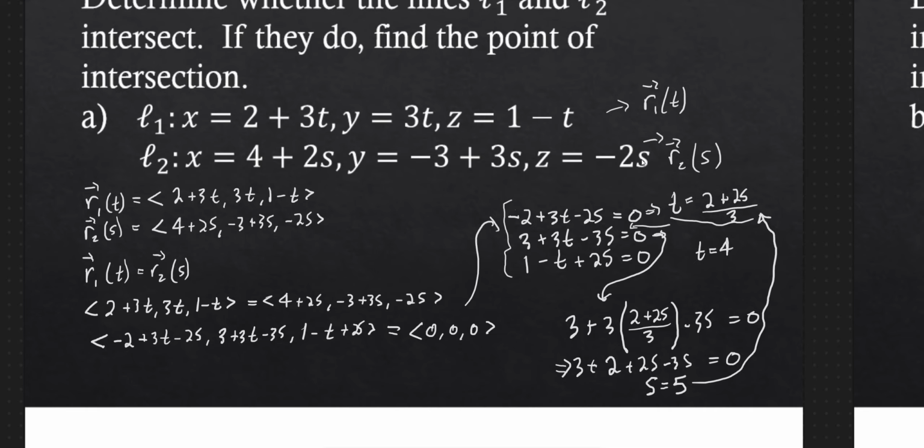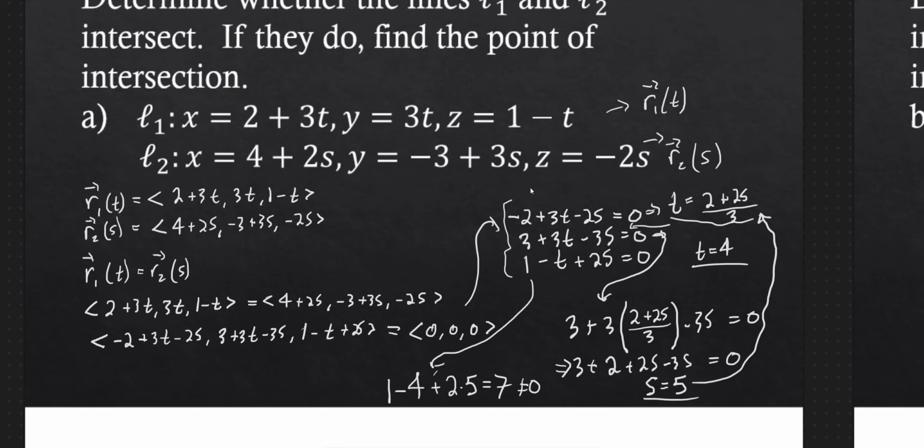So what this is telling me is that if these two lines intersect, then s must be equal to 5 and t must be equal to 4. So let's now check this against our third equation and make sure that this is a consistent system of equations. Let's see, now check with the third equation. So I'll do 1 minus my t, which is equal to 4: 1 minus 4 plus 2 times 5. 1 minus 4, that's negative 3, plus 10, I get 7, which is not equal to 0.